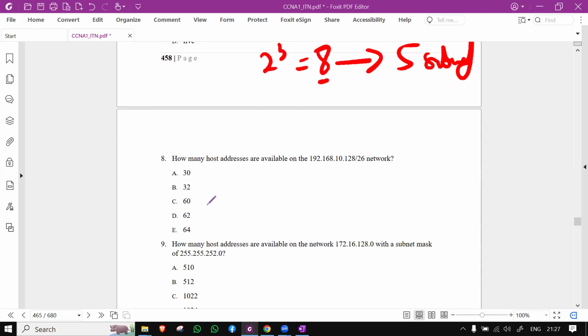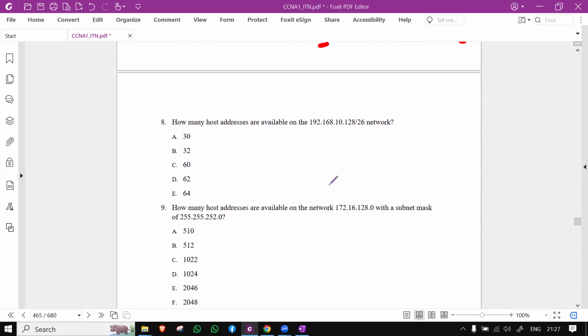7B. Number 8: how many host addresses are available on this network? To find the number of addresses or subnets available, the easiest way is to find the number of bits available. If they're available in the host portion, you can find the number of host addresses. The bits available in the network portion give you the number of subnets that can be created. Here it's a /26, which means 26 bits on the network side and 6 left on the host portion. 2 to the power of 6 minus 2.